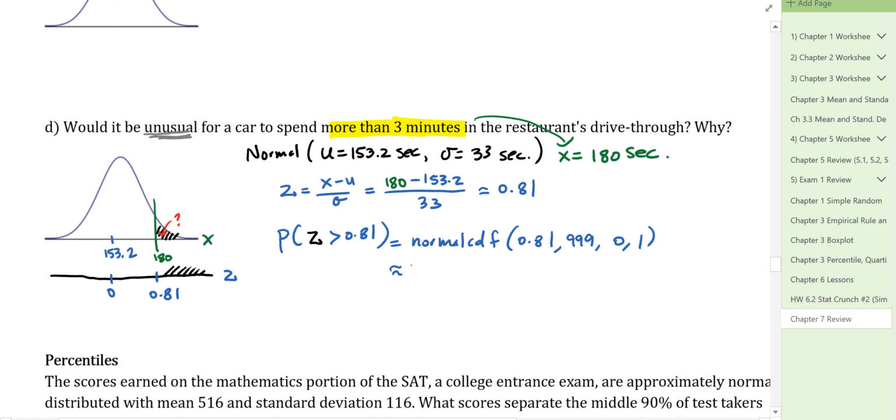You get approximately 0.2. Oh, this is a probability, so it has to be a number between 0 and 1, not 2 point something: 0.2090. So notice that since this probability is more than 5%, which is greater than 0.05, this is not unusual, right? To see someone spend more than 3 minutes in line, it's not unusual because it's more than 5%. So this is problem D. Let's do one more involving percentile.